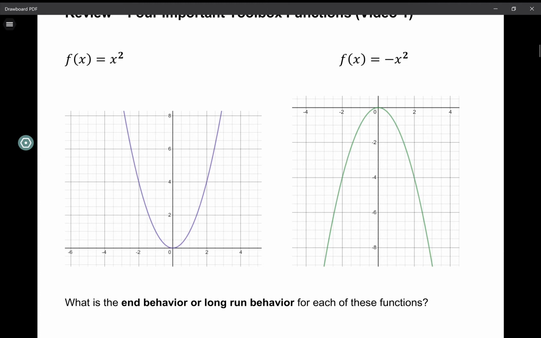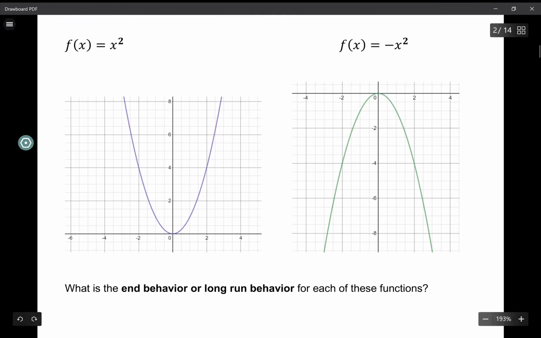In green here is f of x equals minus x squared. It looks a lot like x squared, except it's facing down. When we look at these two functions, one thing to think about is the end behavior, sometimes called long run behavior, for each of these functions. What does that mean? Let's look at x squared.